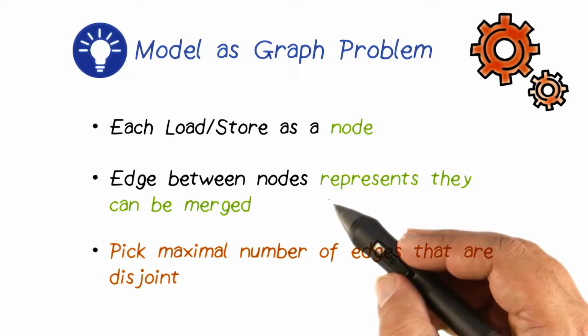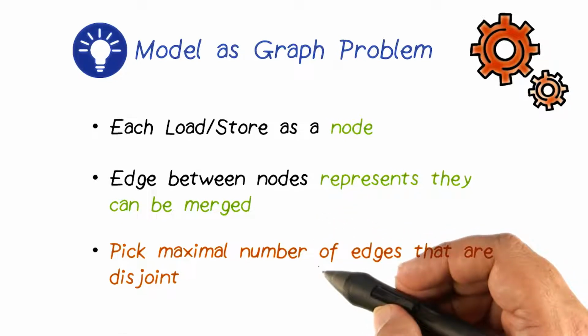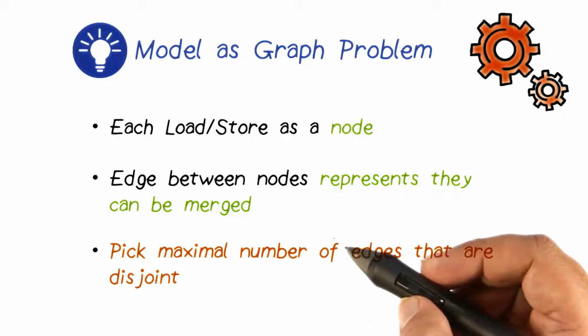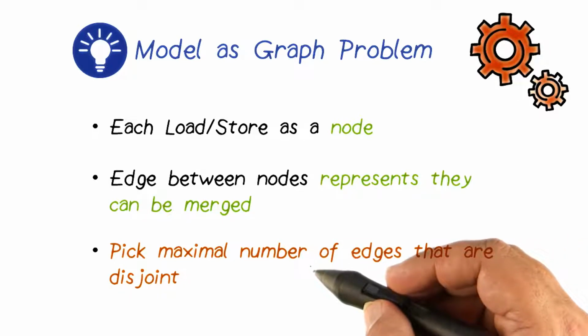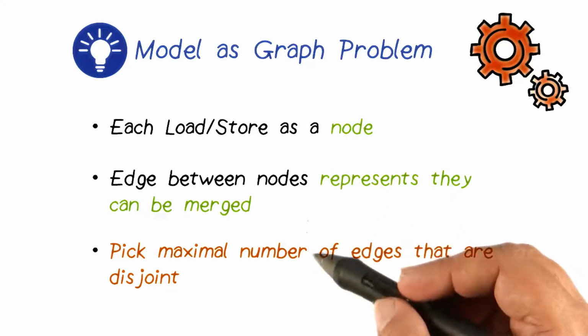And how do we know whether they can be merged or not? They can be merged provided their respective operands are in different memories. And what we do in this particular case is to pick a maximum number of edges that are disjoint to represent that the load stores are merged.